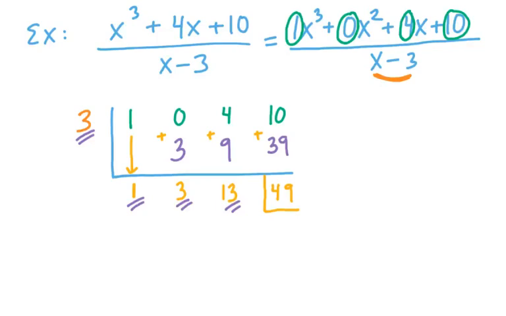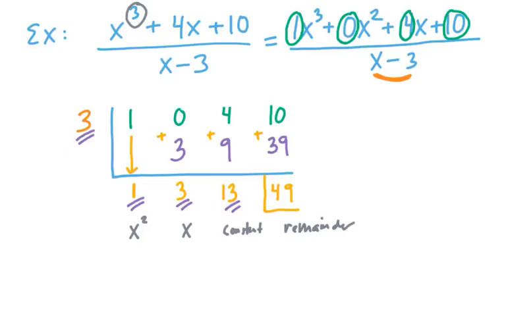So my answer is there, we just have to know how to interpret it. We always end with an answer that's 1 degree less than what we began with in the numerator. So just to clarify that point a bit, we began with a cubed term, so our final answer must begin with a squared term. 1 degree less than cubed is squared. So the 1 is the coefficient on the x squared term, the 3 is the coefficient on x, 13 is the constant term, and 49 is the remainder.